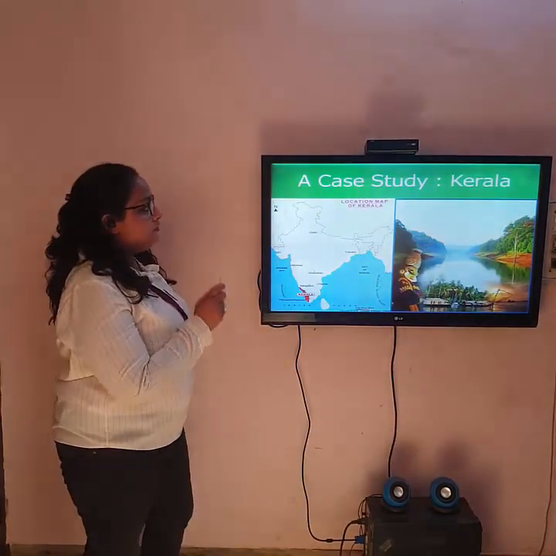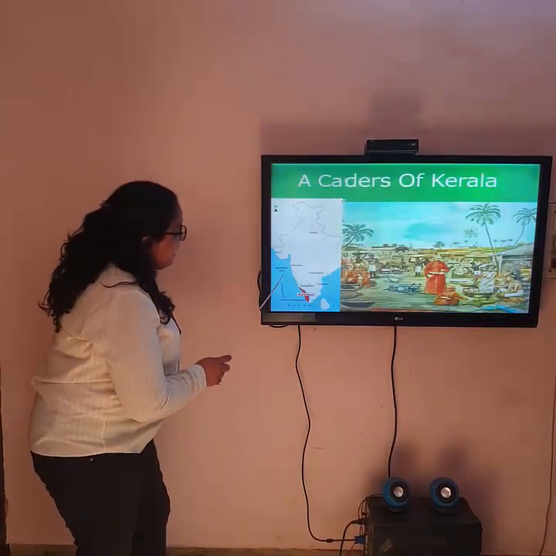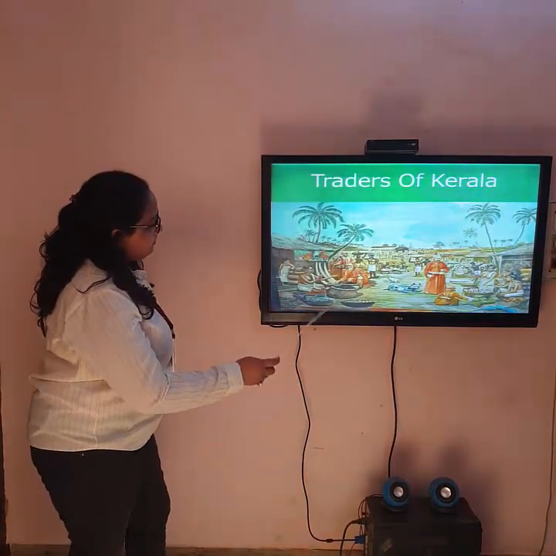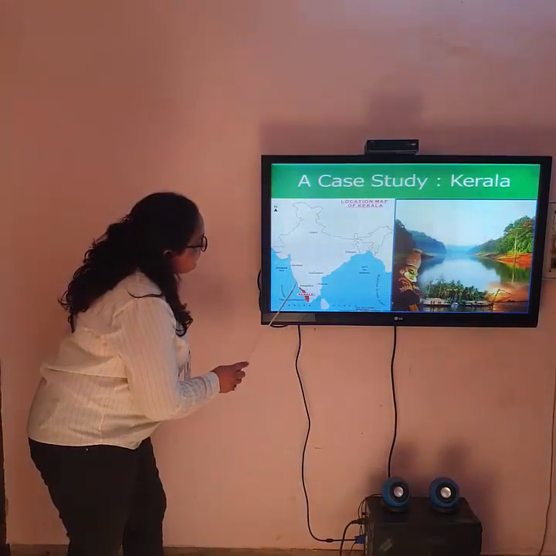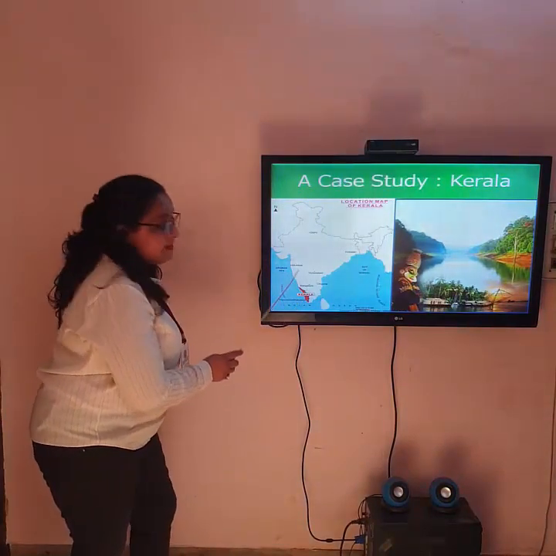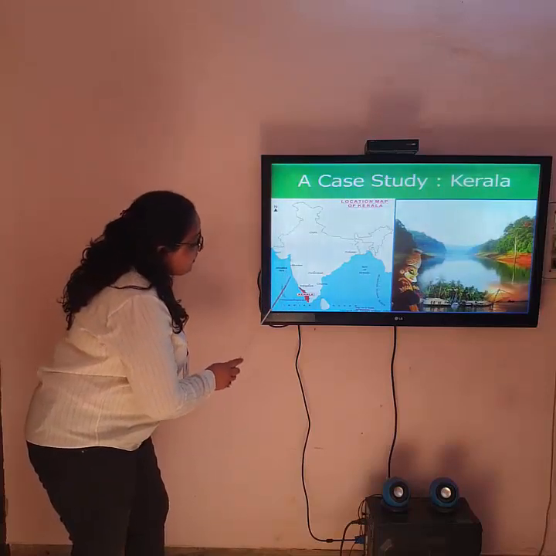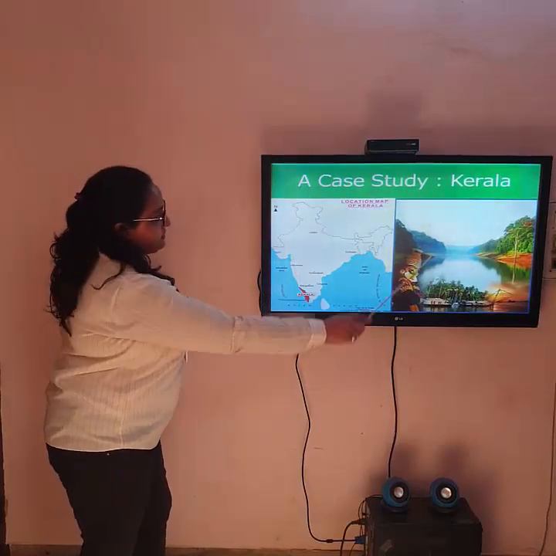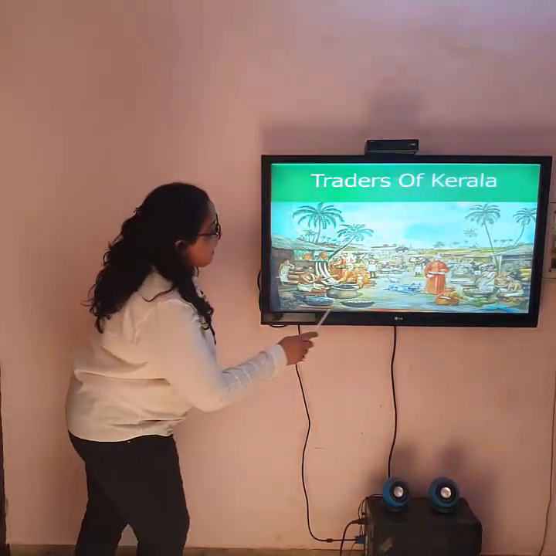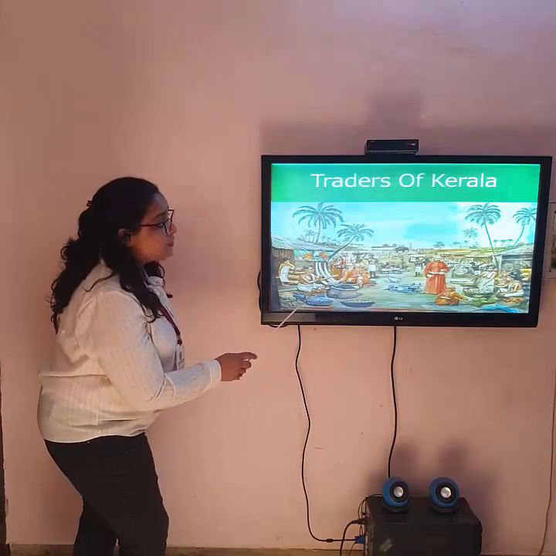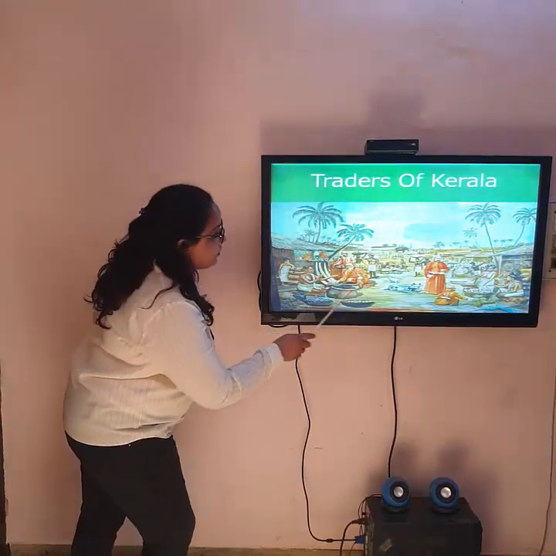In this slide, we will study the case study of Kerala. Kerala is a narrow coastal state. It lies between the Arabian Sea and the Western Ghats on the west coast of India. This is the case study of Kerala. Here, Jewish and Arab traders used to come for the trade in spices. You can go through the slides.